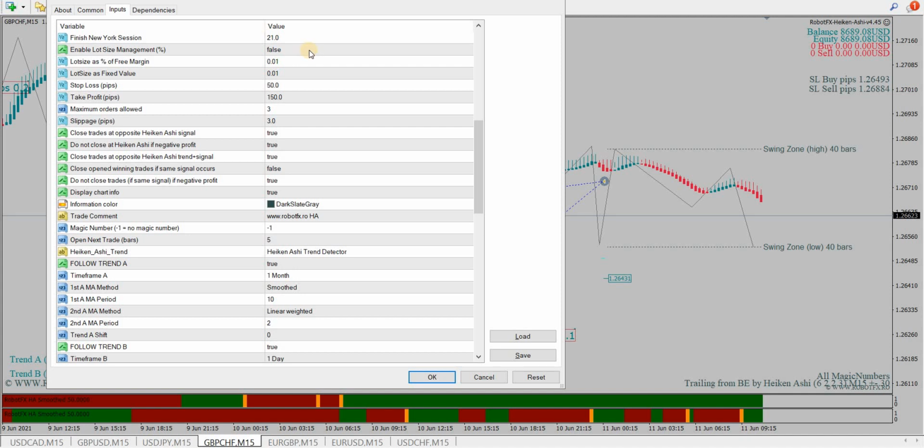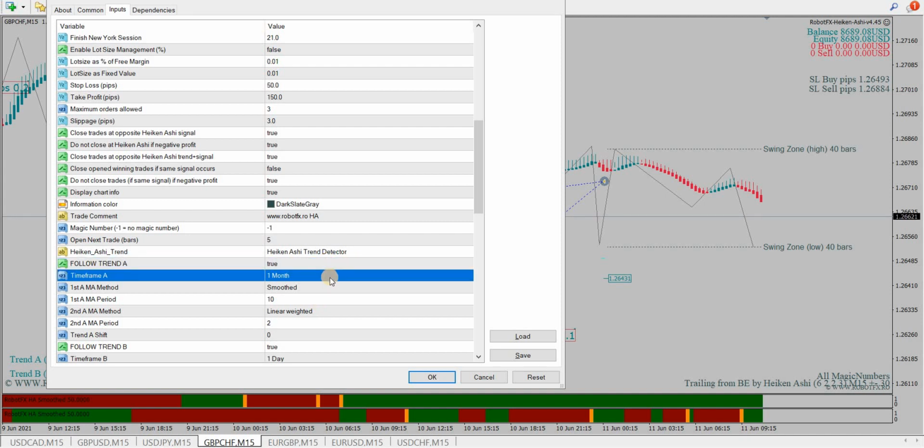I'm not using the LOTSIZE management. This is something I forgot to set because I usually use it. Anyway, regarding the Expert Advisor functionality and the logic, I am using the trend detector because I'm playing with the trend on M15, 15 minutes. So I want to match the trend on the 1 month chart.